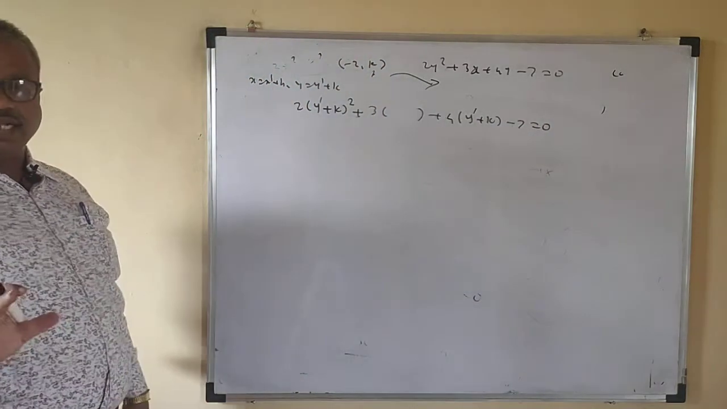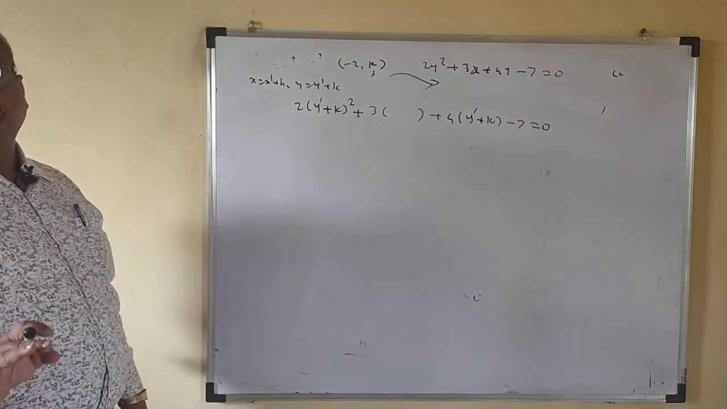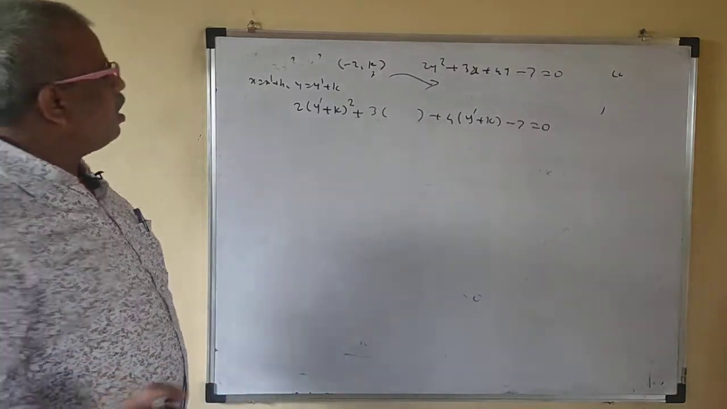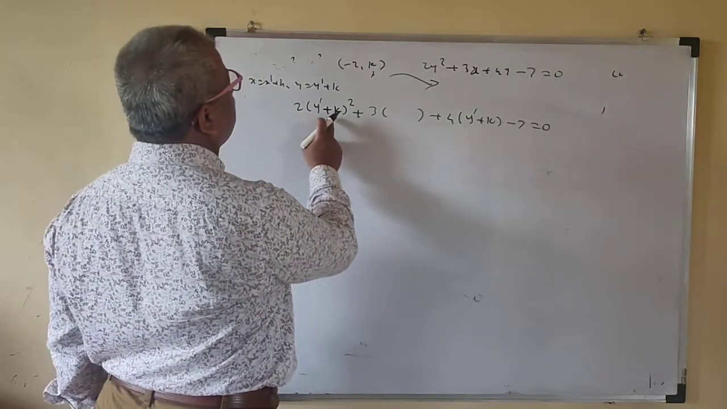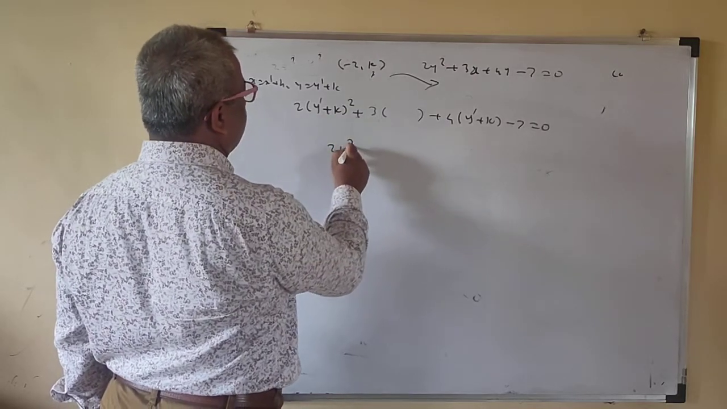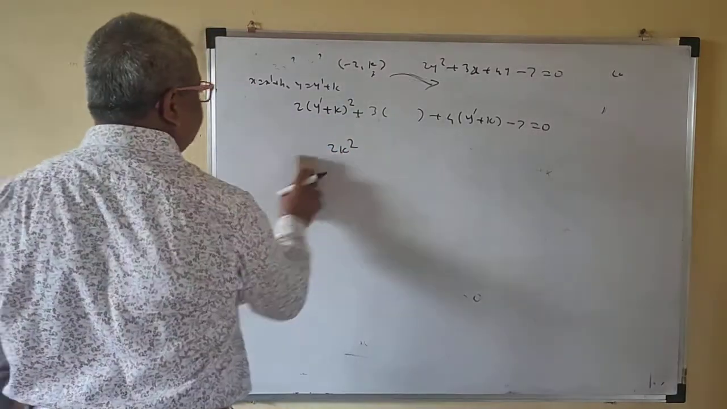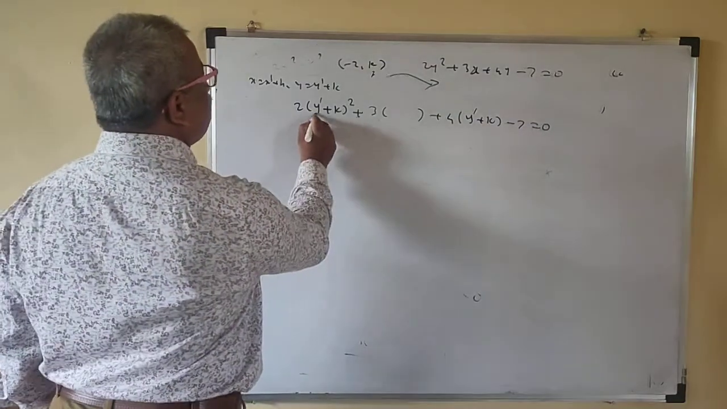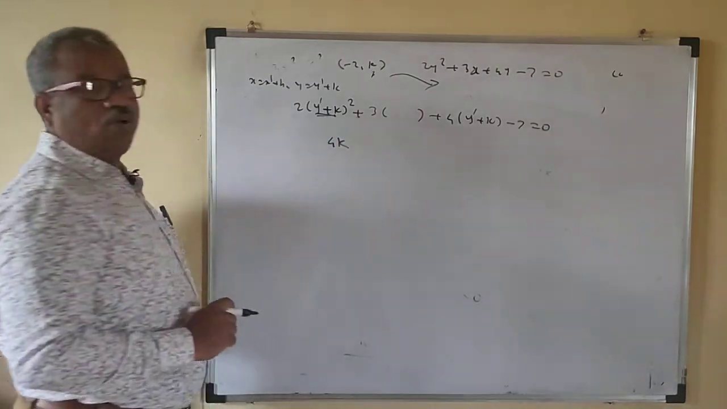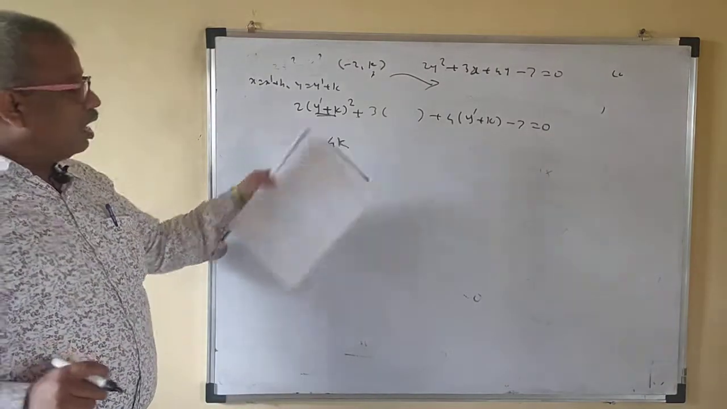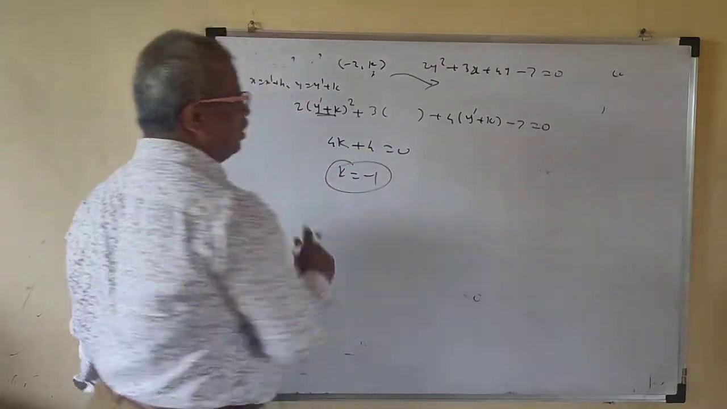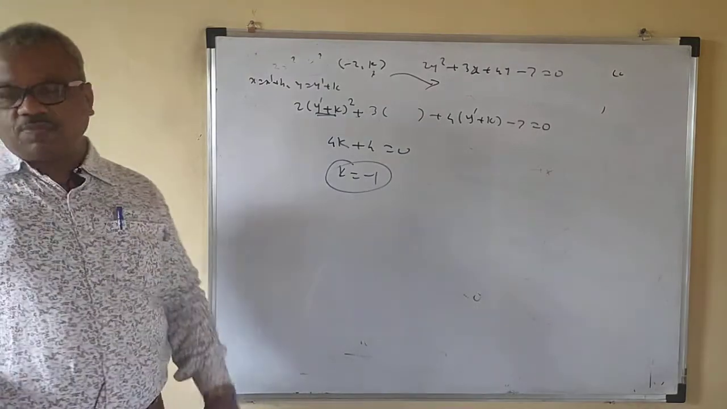Now this is free from the first degree term in y prime. That means the coefficient of y prime is 0. This is 2k square. The coefficient of y prime is 4k from this term, and from this term plus 4. So this is equal to 0. That means k is equal to minus 1. Easily you can find this.